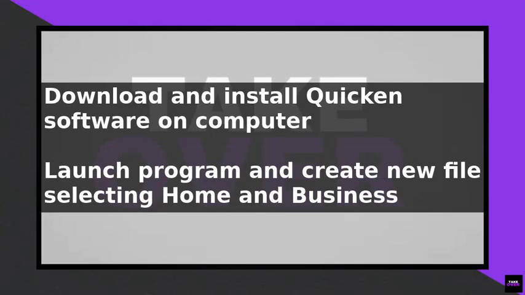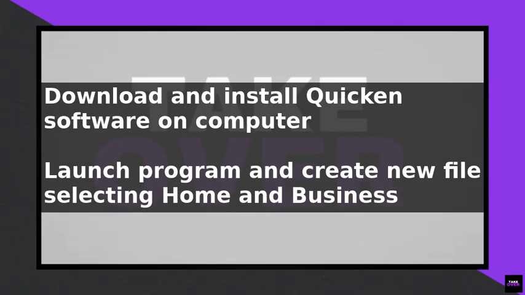Welcome to the Quicken Home and Business tutorial. This guide will walk you through the process of setting up and using Quicken to manage your home and business finances. First, download and install the Quicken software on your computer. Once installed, launch the program and create a new file by selecting File and then New Quicken File.